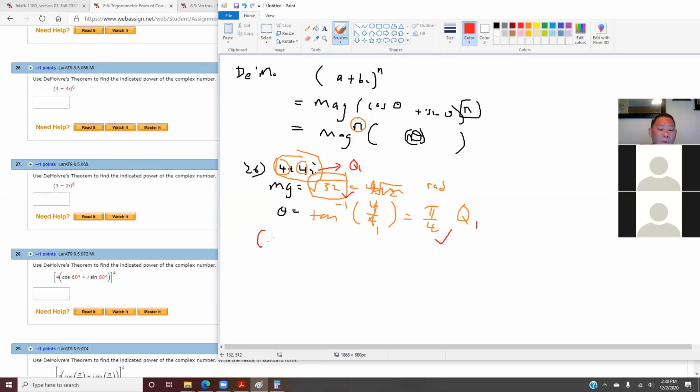So now what we need to do with 4 plus 4i to the power of 6 is take the magnitude and raise it to the power of 6. So the magnitude is square root of 32, right? To the power of 6. You can use your calculator to do this. And then cosine. Then you have to take your theta and multiply by 6. So you get 6 pi over 4 plus i sine 6 pi over 4.